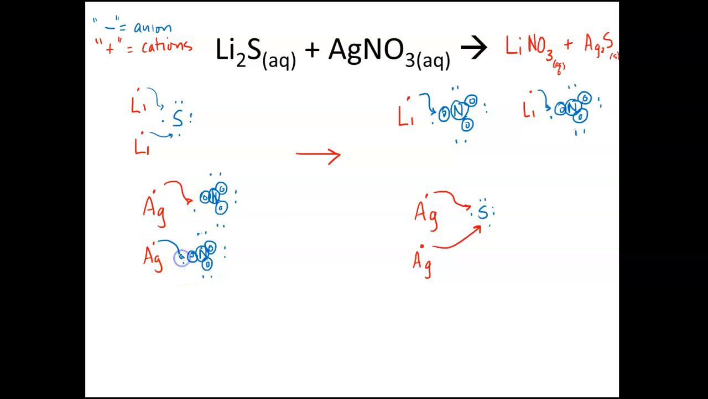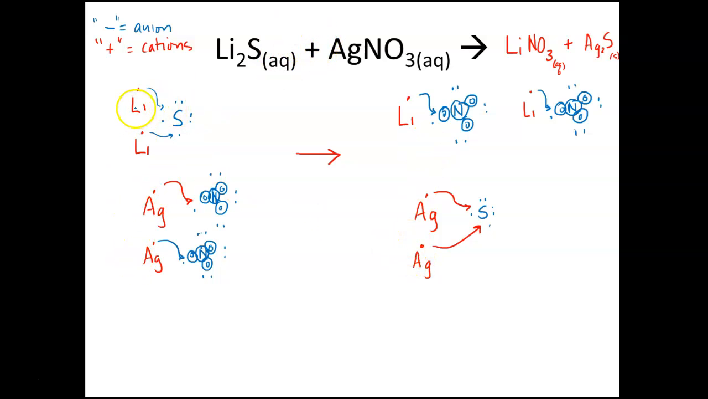And well done. All right, so now we have 2 silvers on the left-hand side, 2 silvers on the right-hand side, 2 lithiums on the left, 2 lithiums on the right. I also remember the next thing I want to do is look at the polyatomic. I have 2 nitrates on the left. Oh, look at that. I have 2 nitrates on the right. Brilliant. 1 sulfur on each side. So now let's do a count.